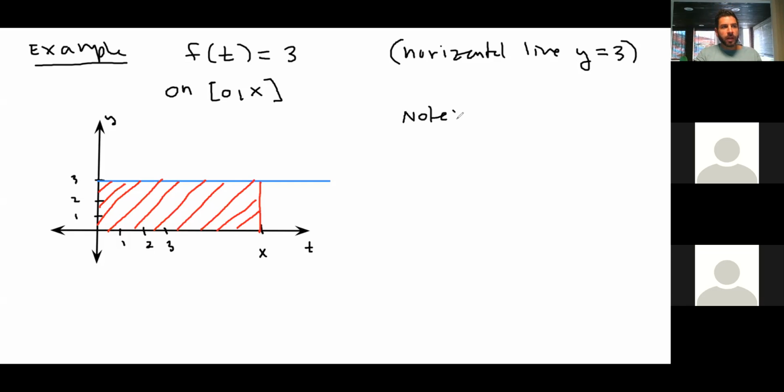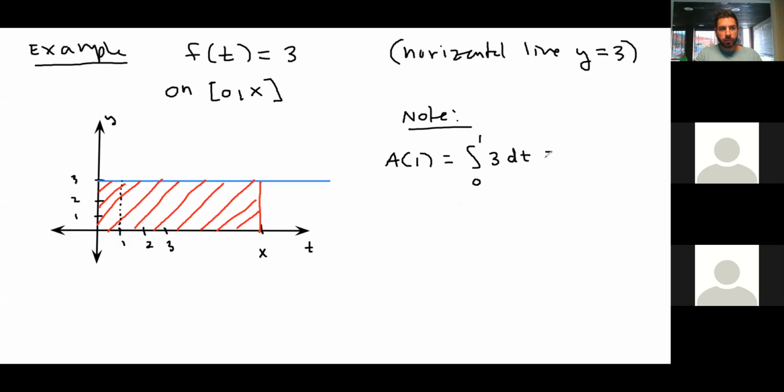Let's note some very simple things. What is A of, say, 1? Well, A of 1 is nothing more than this rectangle. So how can we write A of 1? Well, we can write it in grown-up terms. We can say this is the integral from 0 to 1 of 3 dt. But what is that really?